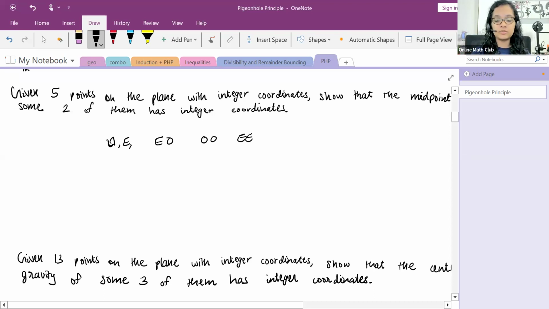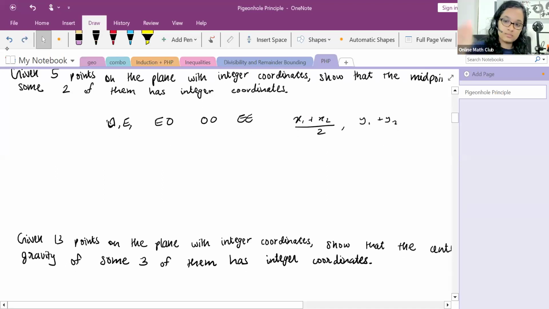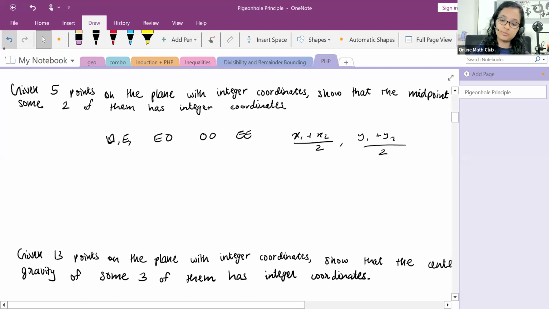So now if you have 5 points, some 2 points will have the same parities for both coordinates. So when you add them, then you'll get 2 even numbers. And when you divide by 2 to take the midpoint, you'll get integers. Because for taking the midpoint, you're just taking this, right? So yeah, that's the idea for this problem.